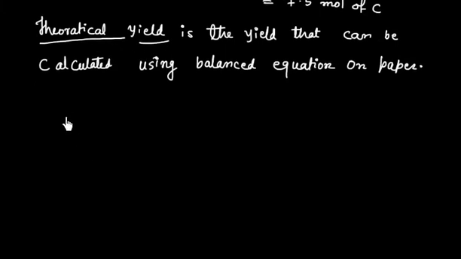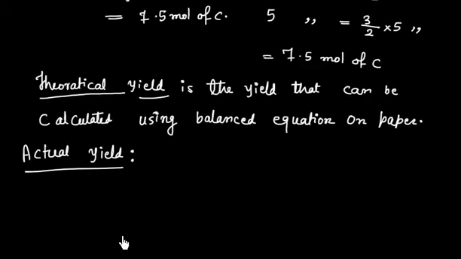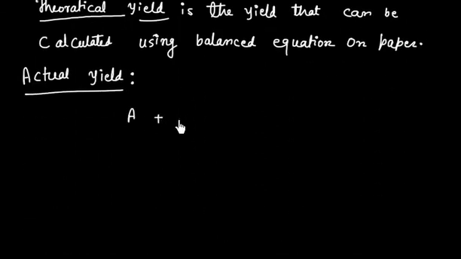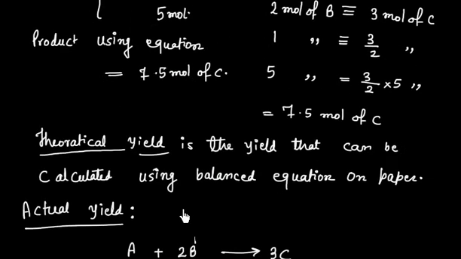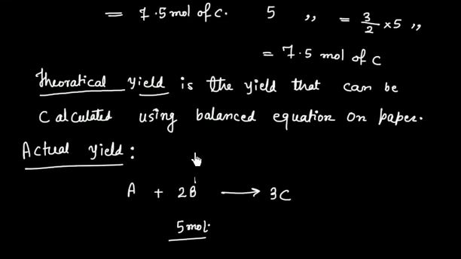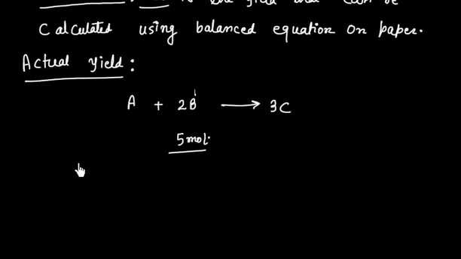Now let us discuss actual yield. Now this actual yield is basically practical. This really happens. So let us say you have the same reaction, A plus 2B gives you 3C. And now let us say you take 5 mole of B. So you will expect that one can get 7.5 mole of C. But things are not so easy.